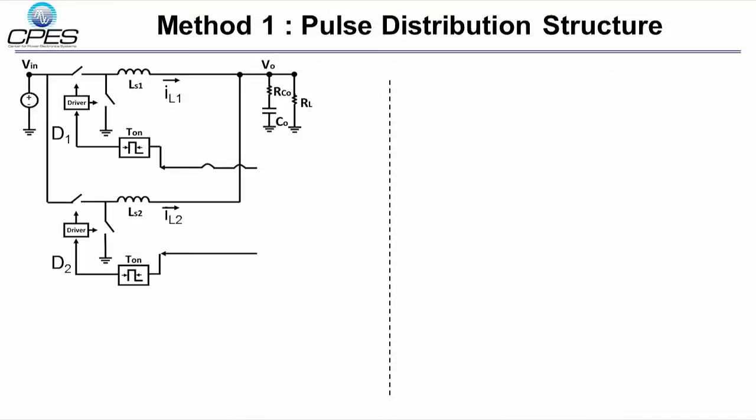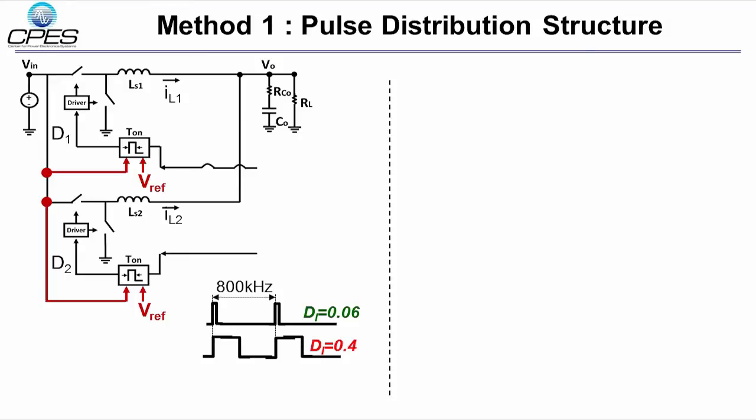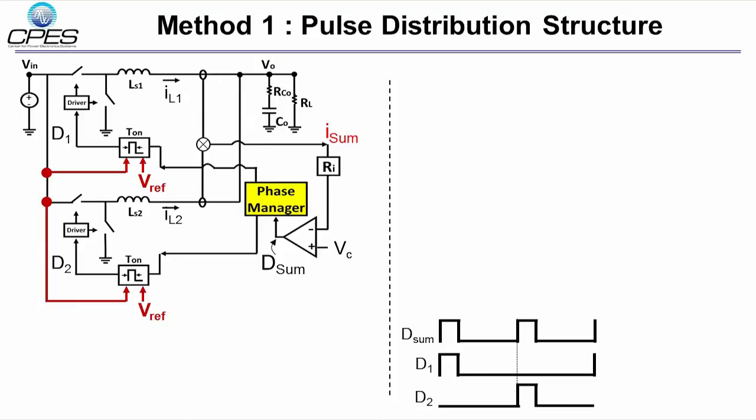To solve the issue in multiphase, the first method is called the pulse distribution structure. In the left-hand figure, the input and output voltage are sensed by the on-time generator of each phase. Then, the on-time is changed based on the ratio of the two. Therefore, when the duty cycle increases, T-on will decrease to remain in the 800 kHz region. Next, to achieve interleaving, a phase manager is used to distribute the pulse D sum to each phase.